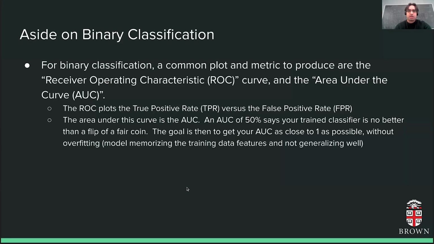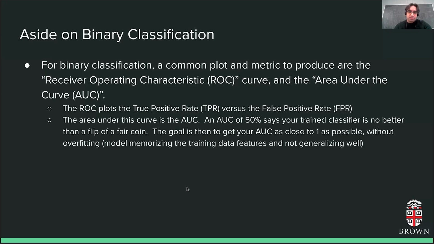So a quick aside on binary classification. For binary classification, a common plot or figure of merit metric to produce is called the receiver operating characteristic curve, or ROC, and the area under the curve, AUC. The ROC plots the true positive rate versus the false positive rate, and the area under the ROC curve is the AUC.